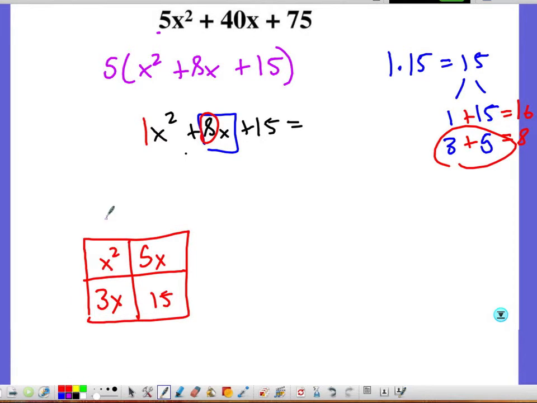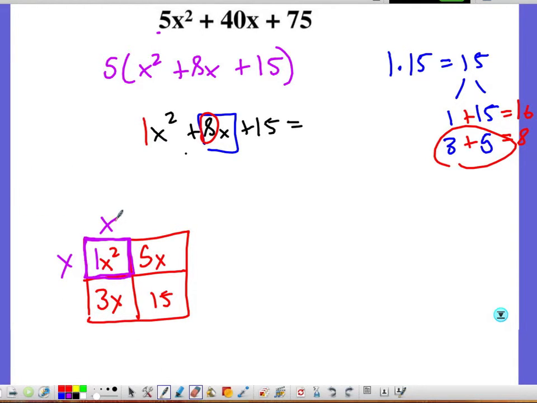Alright, so now I know what goes in those two boxes. What I can do now is go ahead and begin finding the dimensions of this box right here. That's the first thing you want to do. Now guess what? I have 1x squared. What are the two factors that 1x squared can be broken into? Well, it's just going to be x and x. So x goes here, and then x goes right there.